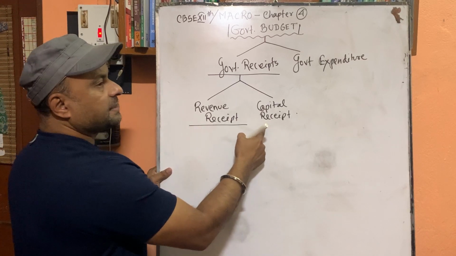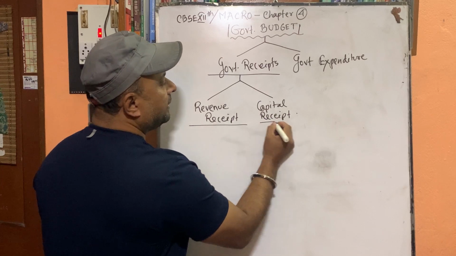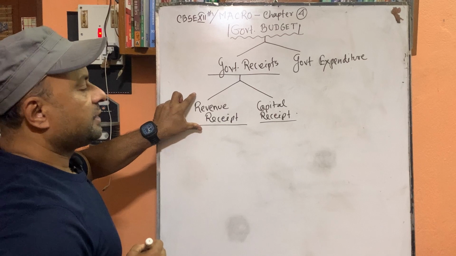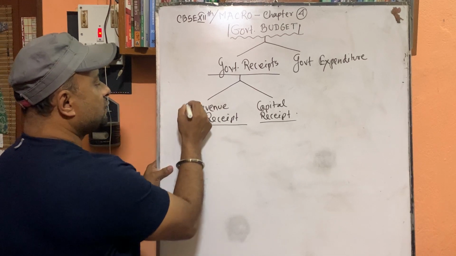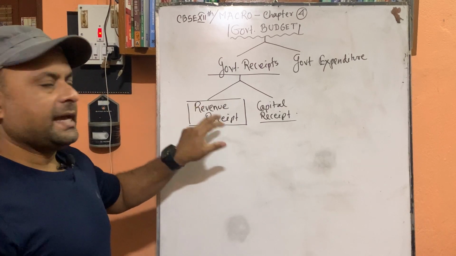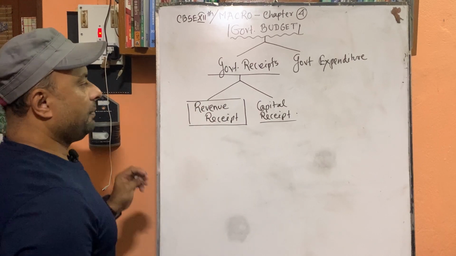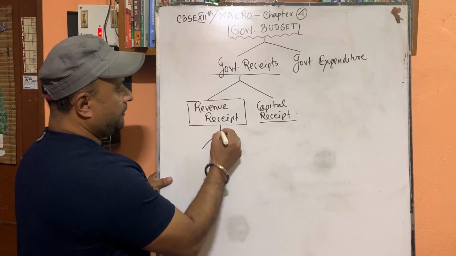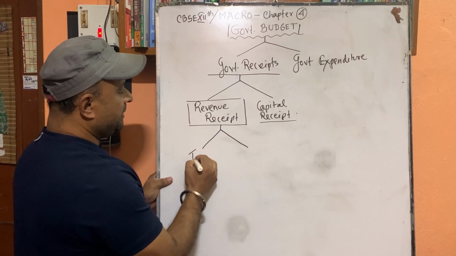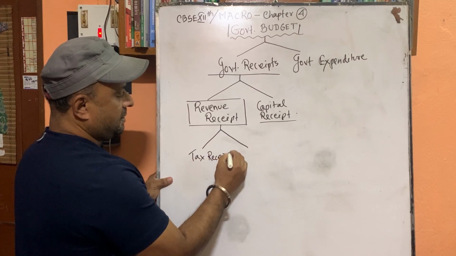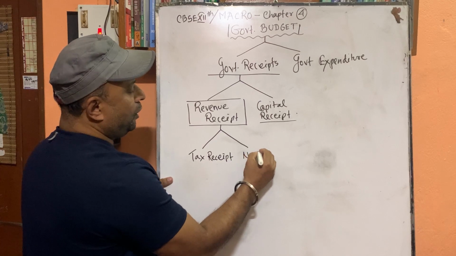But in capital receipt, what happens? Either government liability will increase or asset will fall. So first we start with the revenue receipt. Revenue receipt means those receipts of the government which do not affect the asset and liability status of the government. This is revenue receipt. It also has two parts. One is coming from tax revenue, tax receipt. Another is non-tax receipt.